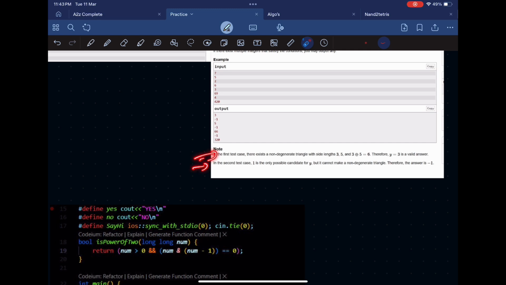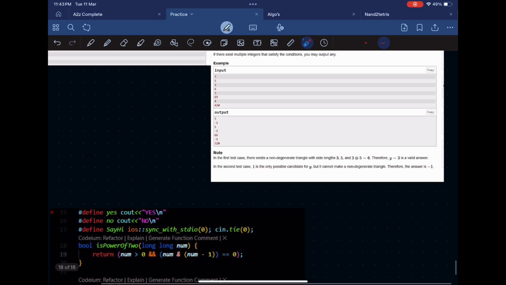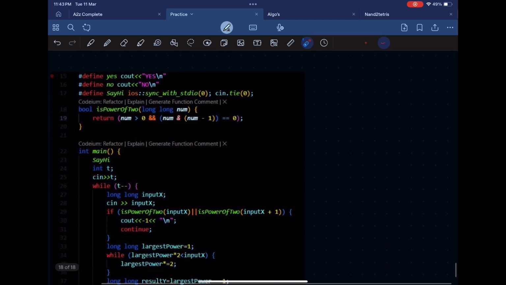And in the second test case, 1 is the only possible candidate for y, but it cannot make a non-degenerate triangle, therefore the answer is -1. Okay, so let's see the solution.